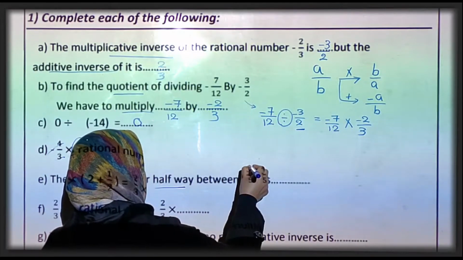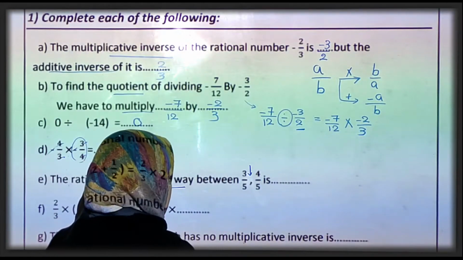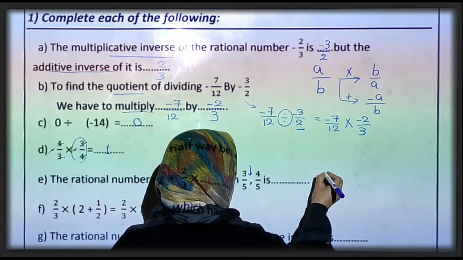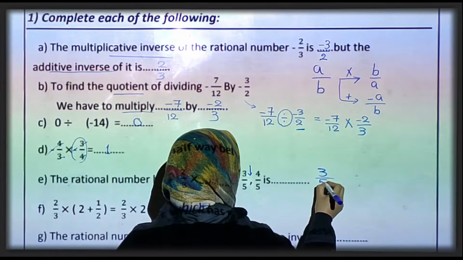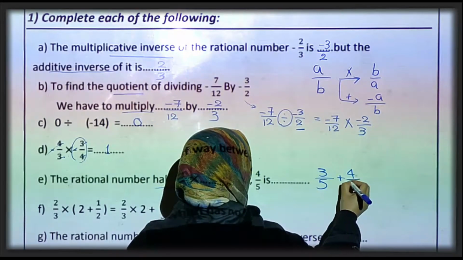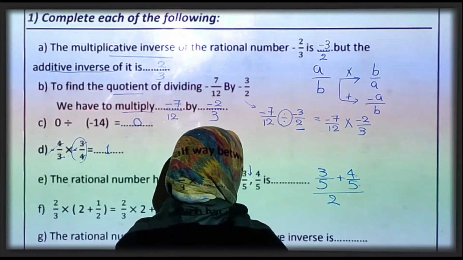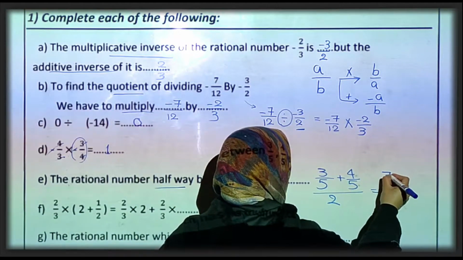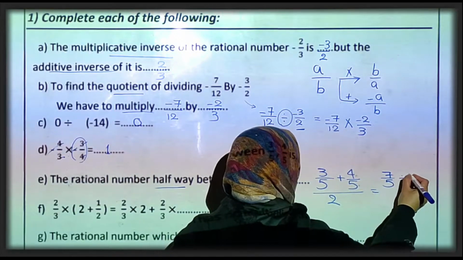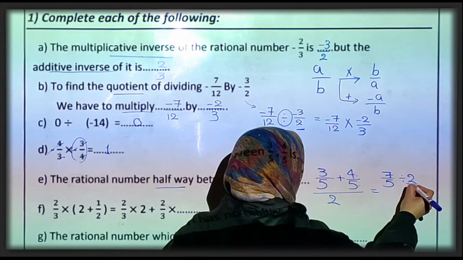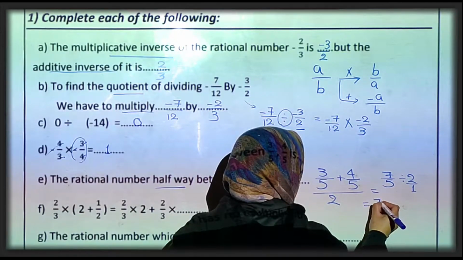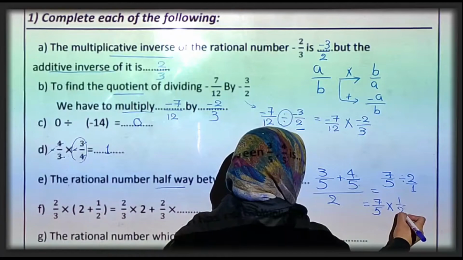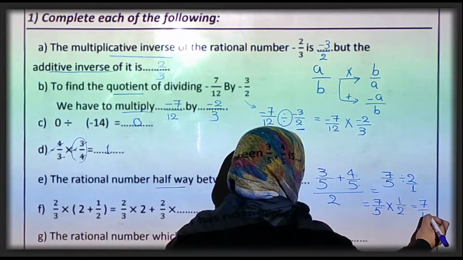We need the number halfway between these numbers. To find the answer by the simplest method, 3/5 plus 4/5 divided by 2 to find the middle number equals 7/5 divided by 2/1. Exchange the divided sign into multiply and find the multiplicative inverse of the second, equals 7/10.